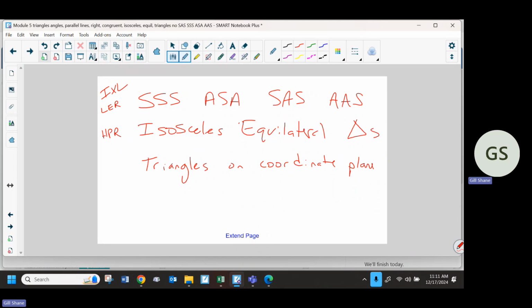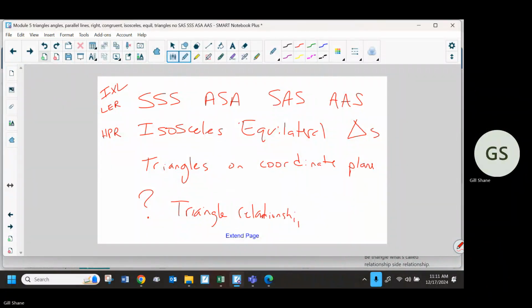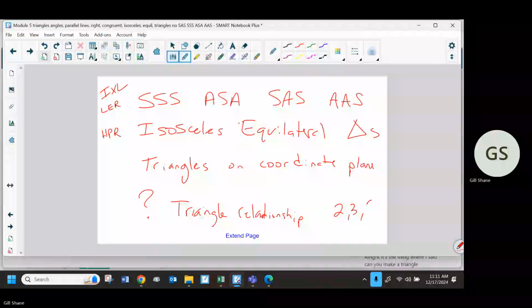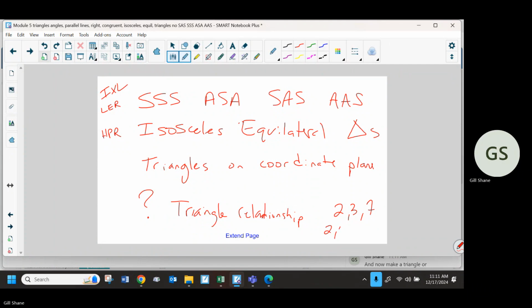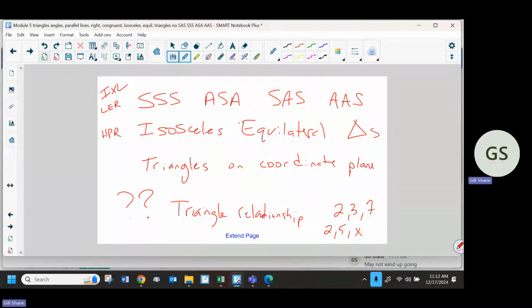And then the last thing that I'm not sure about would be triangle side relationship. But it's the thing where I said, can you make a triangle? Like, can that make a triangle? Or what range of values would make a triangle? And we did that the other day. That I'm not sure about. That may not wind up going on there though. We already tried to put that.